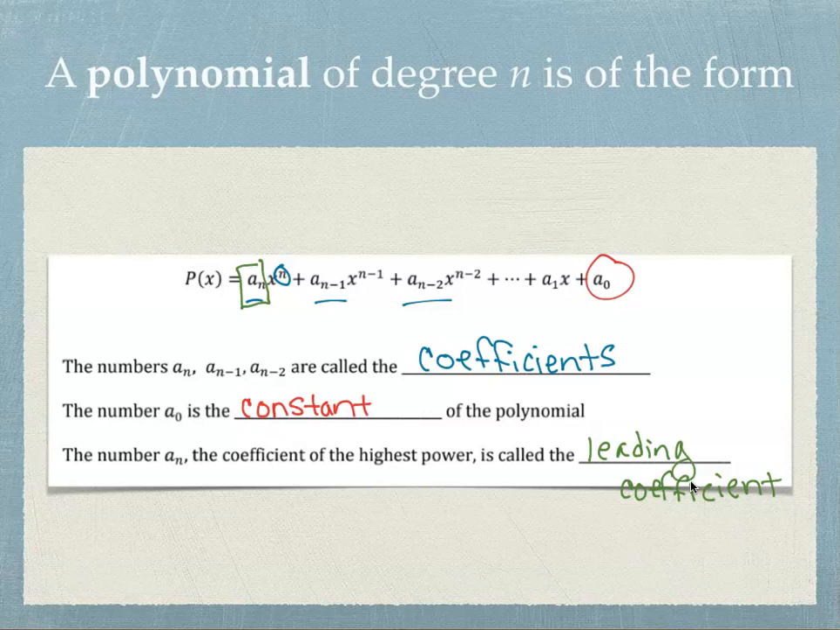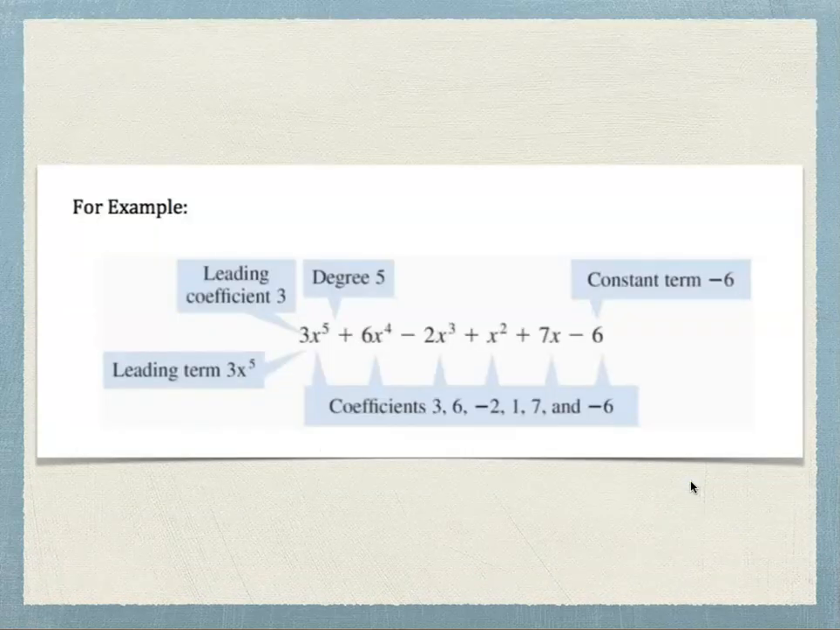All right. It's easier to deal with this when you're looking at an actual example, so let's look at something that has numbers in it. In this polynomial, the leading coefficient is the number 3. The degree is the highest exponent, which is the number 5. All right. The coefficients are the numbers in front of the variables. So 3, 6, -2, 7, and -6 are all described as coefficients.